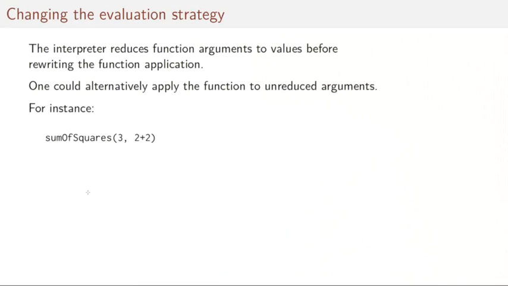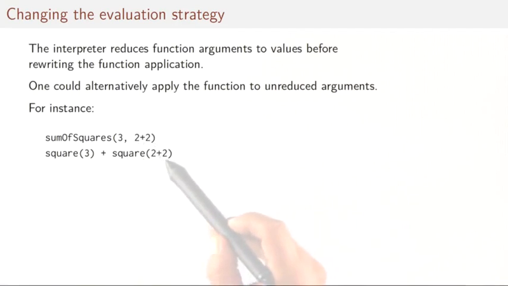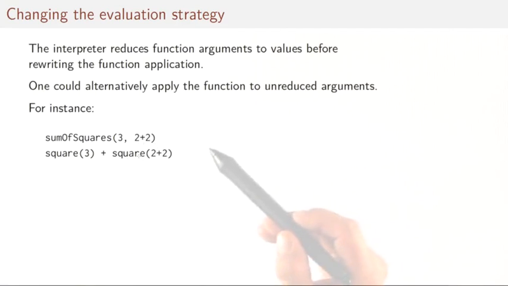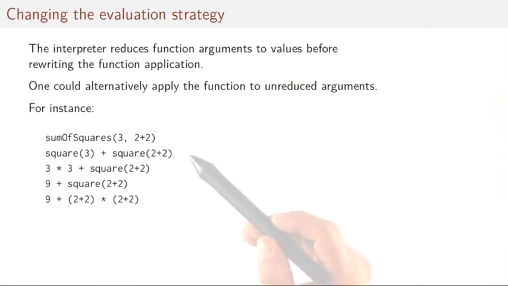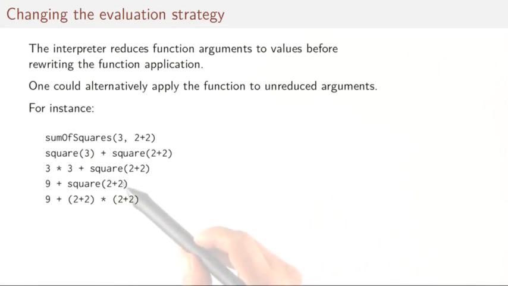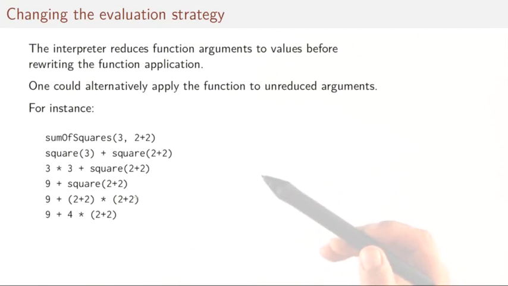We've seen that the Scala interpreter reduces function arguments to values before rewriting the function application. That's not the only possible reduction strategy. Alternatively, one could apply the function to unreduced arguments. For instance, we could start with sumOfSquares(3, 2 + 2), and then go on as follows. We keep the right-hand side, we don't reduce it to 4, and we simply pass it as an expression to the square function. We then simplify the right-hand side as before, and then do the same thing again, pass the expression 2 + 2 to this occurrence of square that gives 2 + 2 twice in the multiplication. We then simplify it in 2 further steps to arrive at the final result, 25.